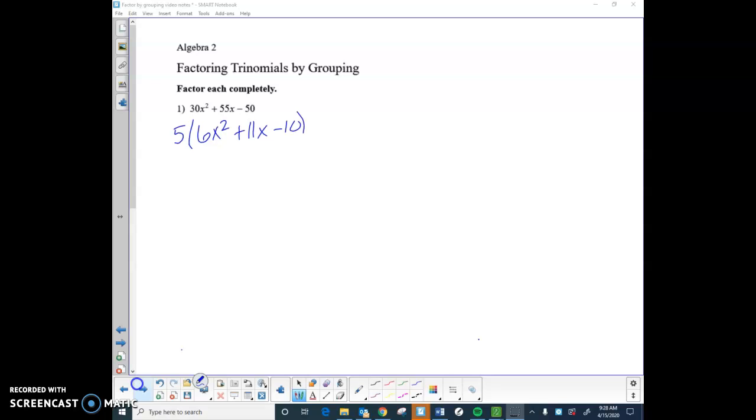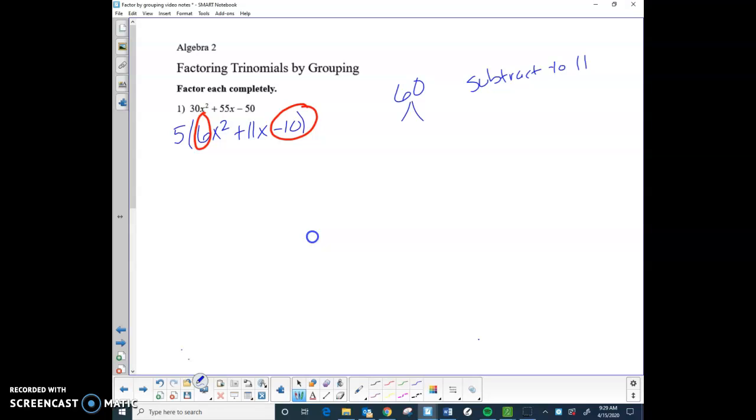Now what I'm going to do is multiply my first term and my last term, and that is what I'm going to use to figure out how to break this out. So 6 times negative 10, I've got negative 60. Since it's a negative, this means I'm going to subtract my factors to get to 11. So I'm looking at factors of 60 that, when I subtract them, get me to 11. Obviously I've got 1 and 60, that's not going to get me anywhere close. 2 and 30, same thing, not going to get me anywhere.